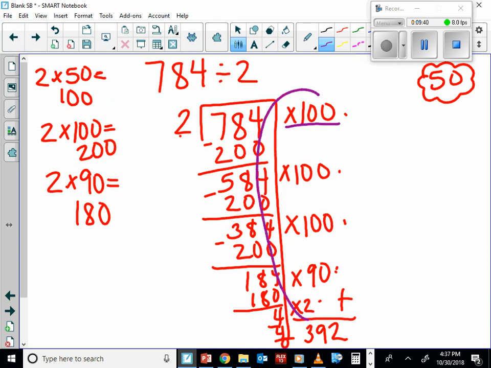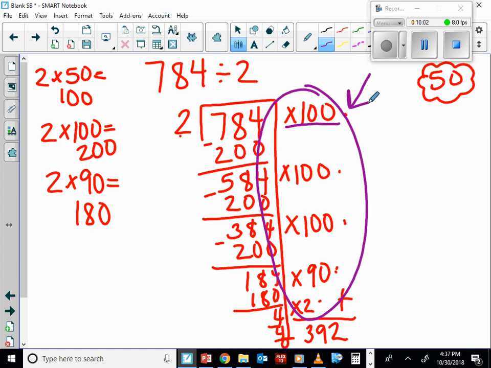That's what I like about partial quotients versus long division, is that it's very open-ended. There's lots of different ways that we could multiply to find the answer. Whereas division, there's only one right way. You have to get as close to that number without going over. You need to get as close as you can. But this one's very open-ended.